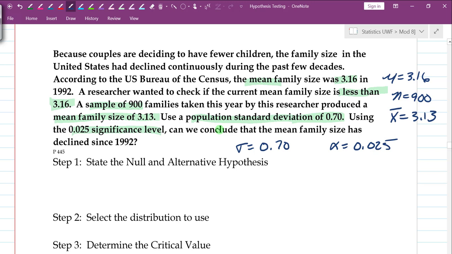So step one, what's our null and our alternative hypothesis? Again, I like to write down all the alternative first. So H1, rather, would be that mu, it says, can we conclude that the mean family size has declined? That's going to be less than 3.16.